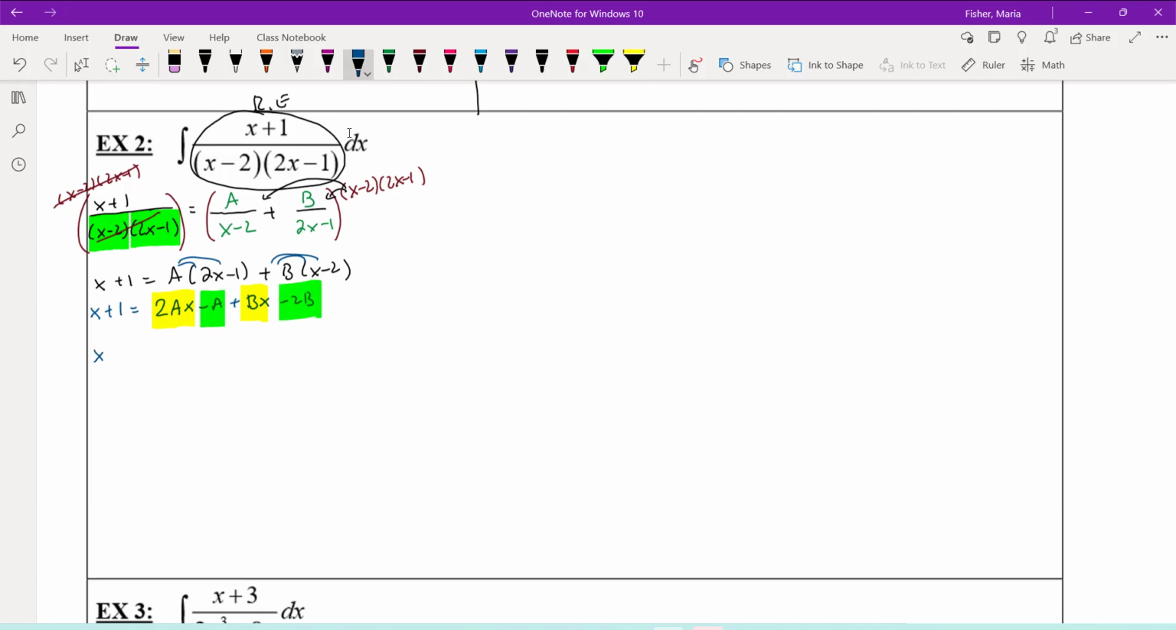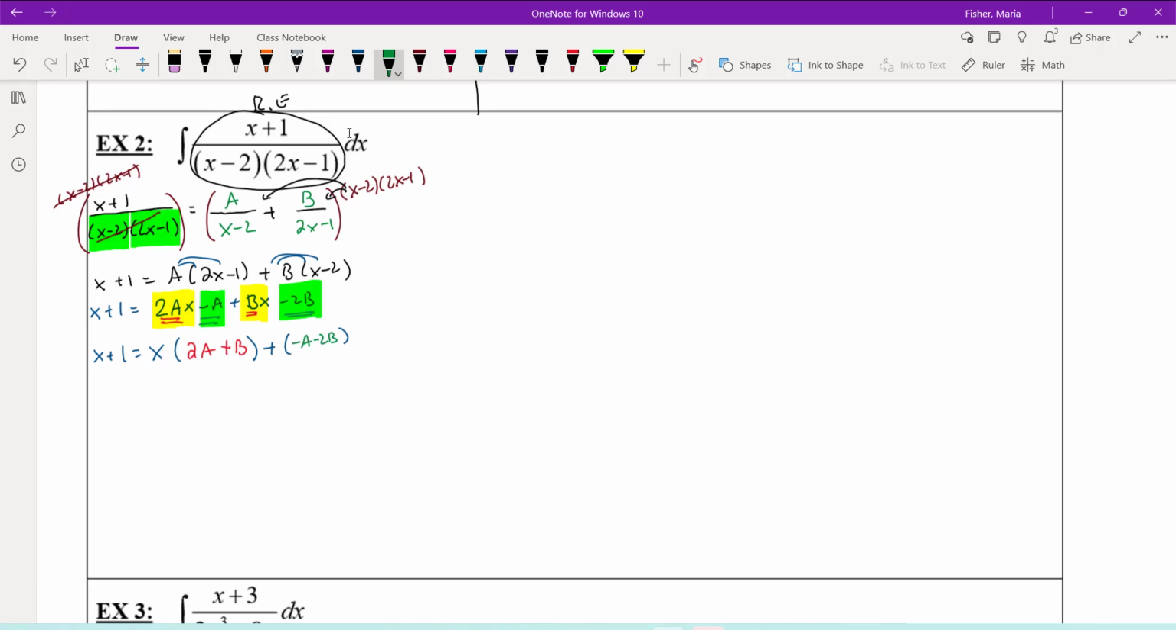So I have x plus 1 is equal to, well, if I collect my x terms and factor out an x, what would I be left with? 2A plus B. And if I collect my constant terms, what would I be left with? Negative A minus 2B.